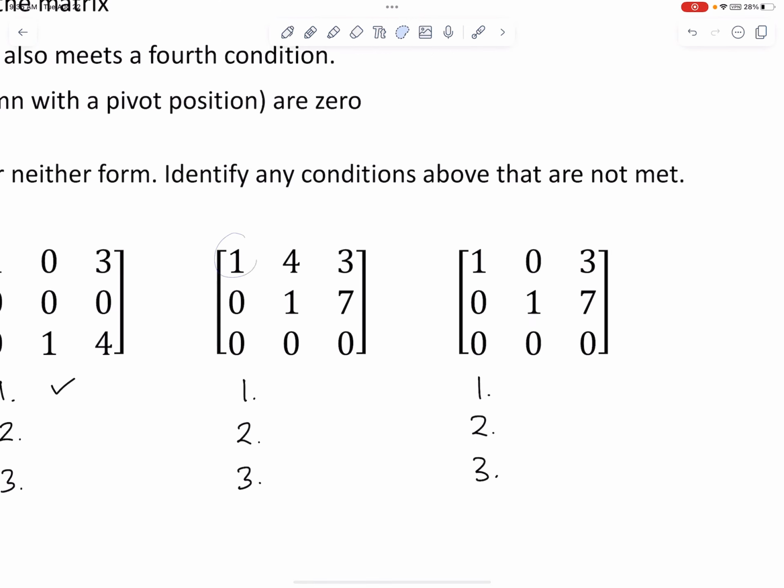Next example, we have 2 leading entries again, and they're both 1s. Third row has no leading entry, but all the leading entries are 1s. And in the final case, once again, we have 2 leading entries. They're both 1s. So we have condition 1 satisfied.